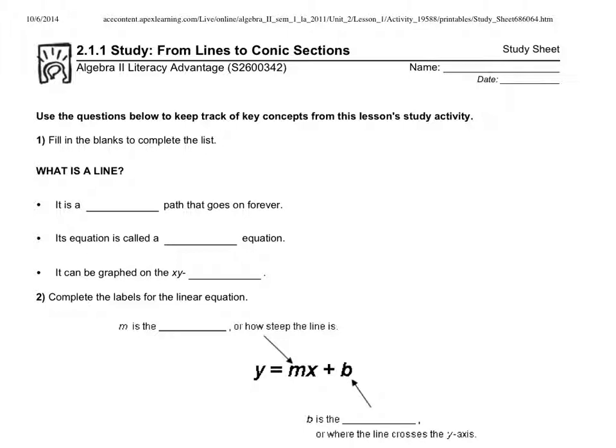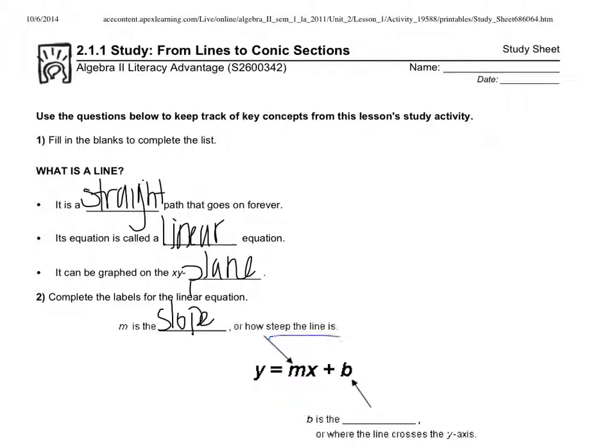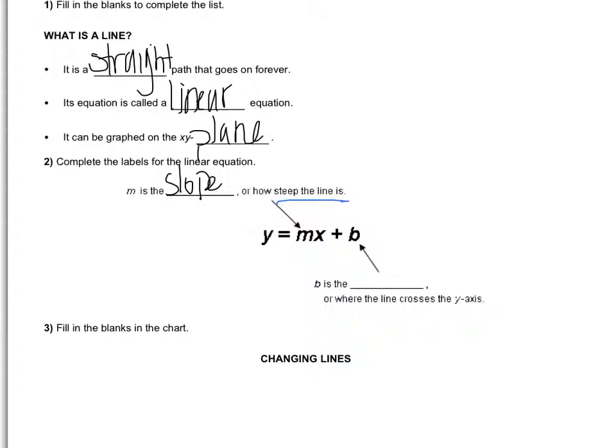So a line is a straight path that goes on forever. Its equation is called a linear equation, and it can be graphed on the xy plane. And the equation of your line has always and will always be y equals mx plus b, where m is the slope, which determines how steep the line is, and b is your y-intercept, which determines where the graph crosses the y-axis.